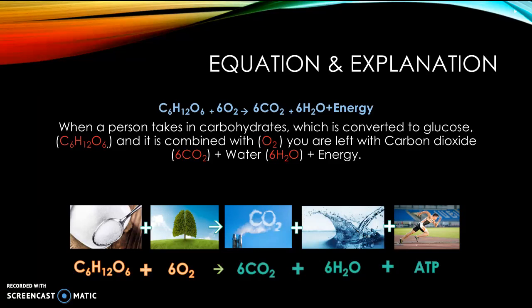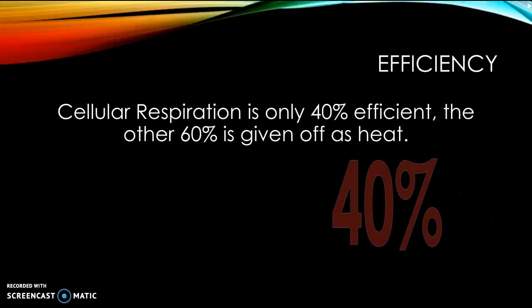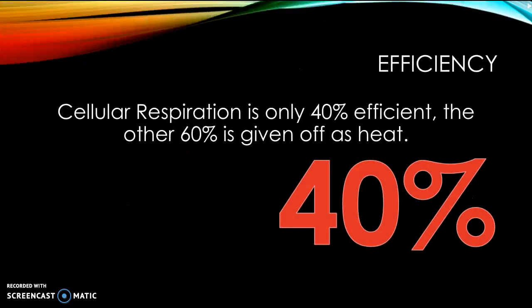So the equation for cellular respiration is C6H12O6 plus 6 O2 gives 6 CO2 plus 6 H2O plus energy. So when a person takes in carbohydrate, which is converted to glucose, and is combined with oxygen, you are left with carbon dioxide plus water and energy. Cellular respiration is only 40% efficient, the other 60% is given off as heat.